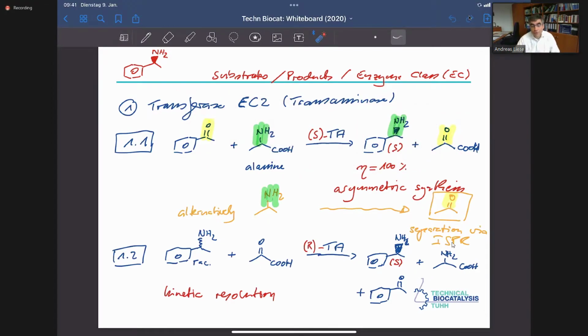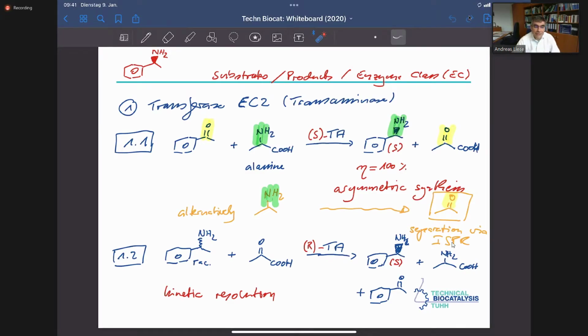And so the point is that we have in principle theoretically 100% yield. We assign it the name asymmetric synthesis. We discussed that alternatively to alanine, we could also use, for example, isopropanol. And this we could, for example, separate via in situ product removal with stripping. What would be an easy process layout to do so?